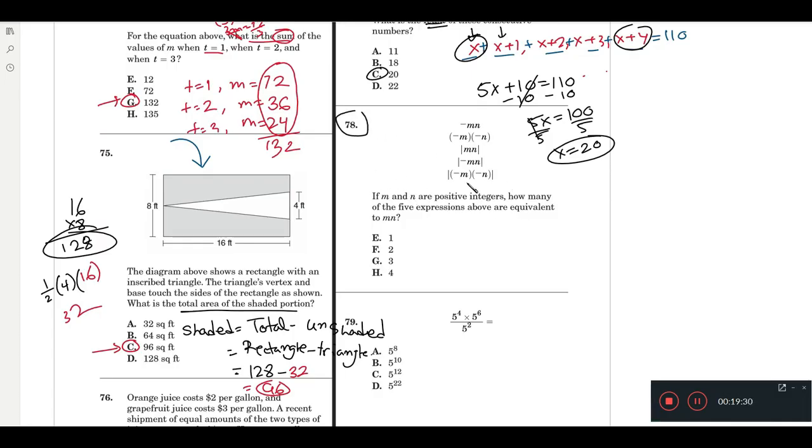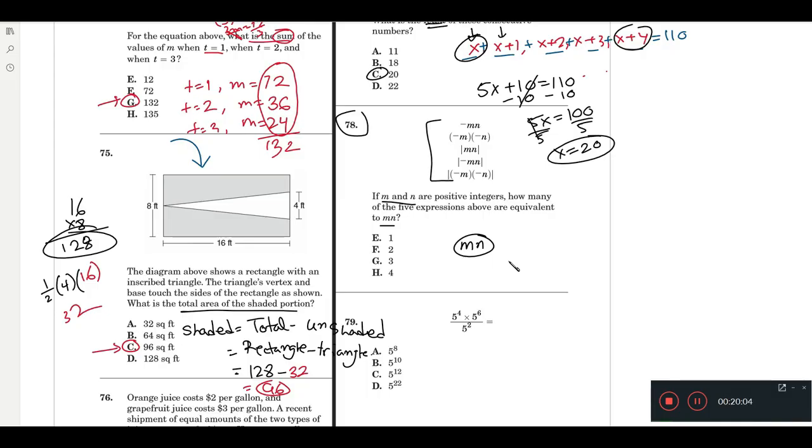Okay, now 78. Okay, this is one of my favorites. It's actually beautifully done. If you look at the question, m and n are positive integers. They're not negative. So how many of the 5 expressions, do you guys see the 5 expressions above, are equivalent to mn? You'll be like, what do you mean by mn? It means mn: if you multiply 2 positive numbers, it will stay positive. So one simple way would be picking numbers. Or you can just look at the negative sign. Or if you're an advanced student, you can just look at it and see negative and positive signs.